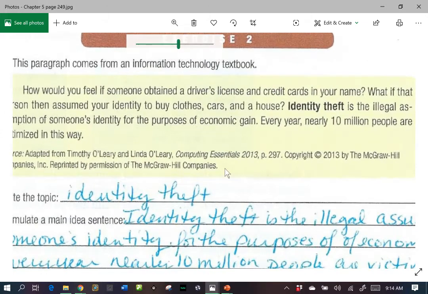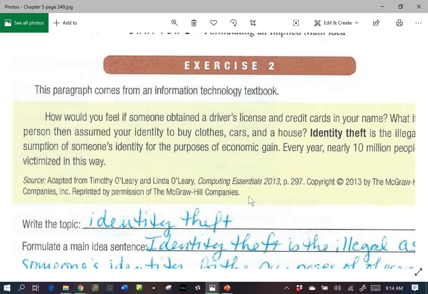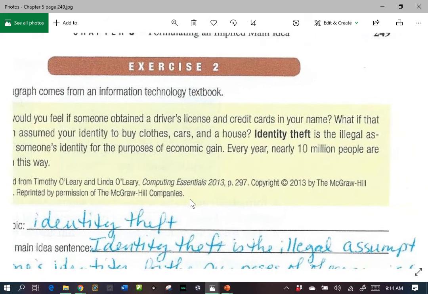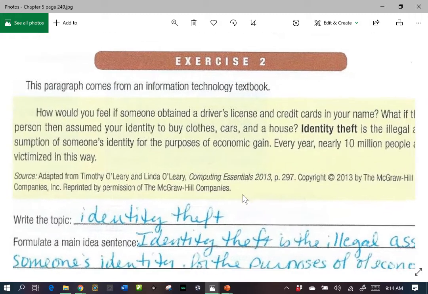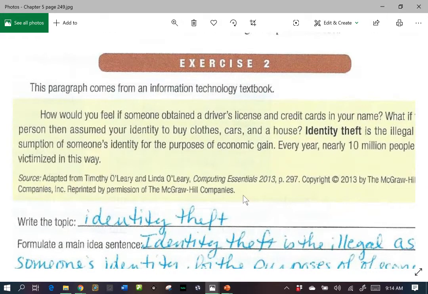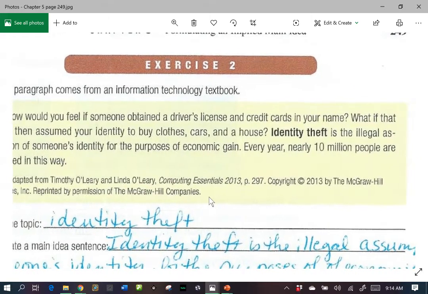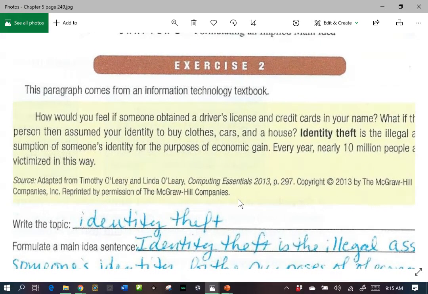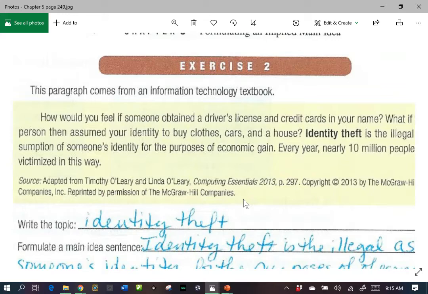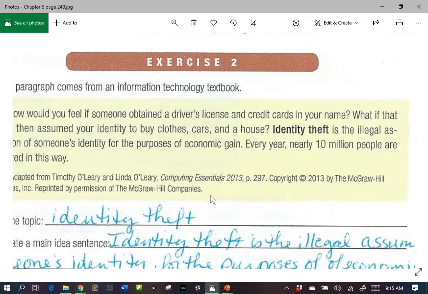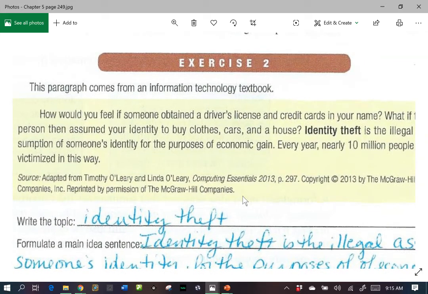All right, here we go. It's a short kind of paragraph. It says, how would you feel if someone obtained a driver's license and credit cards in your name? What if that person then assumed your identity to buy clothes, cars, and a house? Identity theft is the illegal assumption of someone's identity for the purposes of economic gain. Every year, nearly 10 million people are victimized in this way.